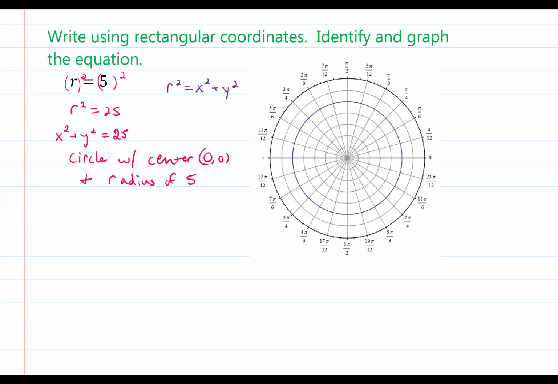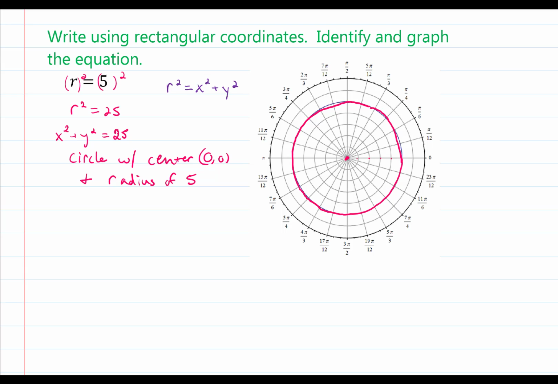of 5 units. So to graph this in the polar coordinate plane, we would plot the pole as the center. We would then go 5 units away from the pole to get that concentric circle that's 5 units away from the pole. So 1, 2, 3, 4, 5. So it happens to be this circle here. Draw the circle to the best of your ability. And that is the graph of the equation in polar form and also rectangular form.